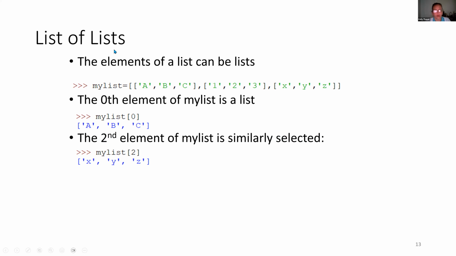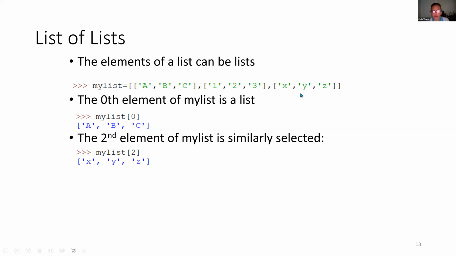So why not have a list be an element of a list? What an idea. That's entirely possible. The element of a list can be a list. So if you have my list here, we're going to have the first element of the list be a list, and here's another list, and here's another list.